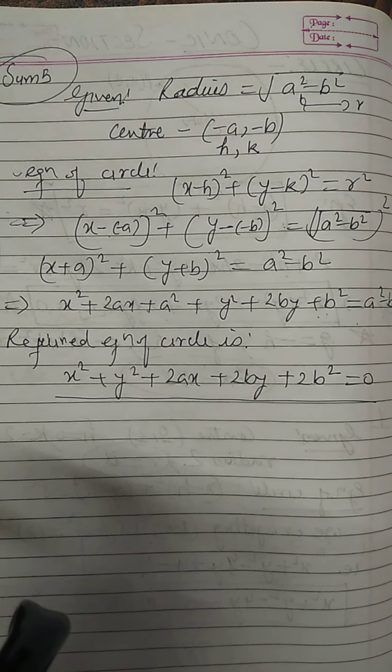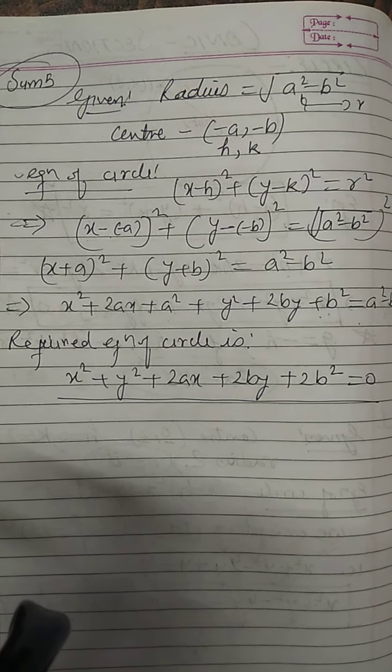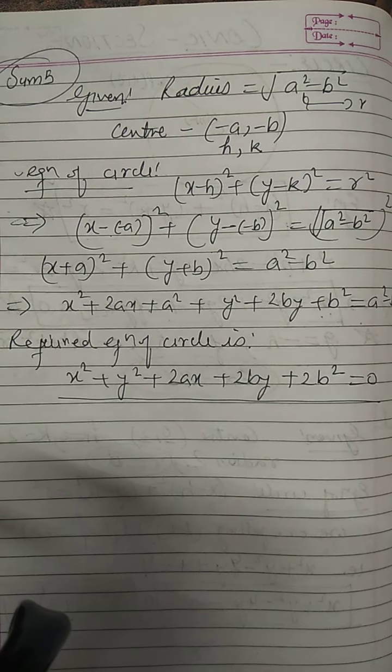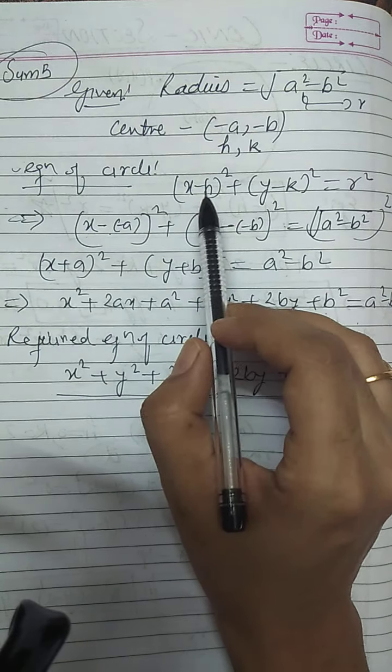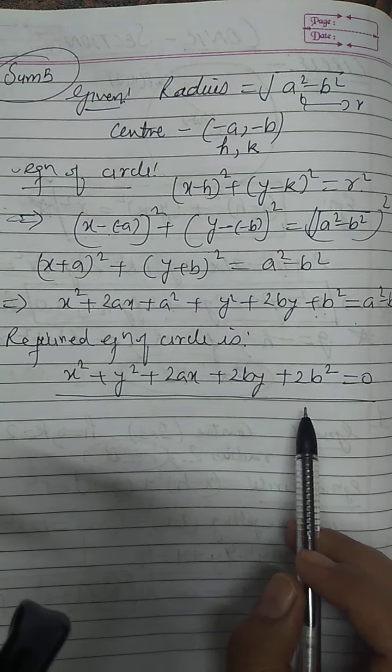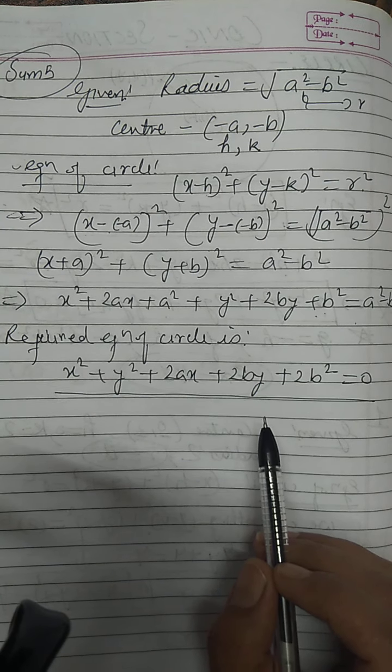So like that, you people can do sum number 2, 3 and 4. Same way, center given, radius given, we are just putting the values of center and radius in the standard equation, solving it to get the required equation of circle, right?